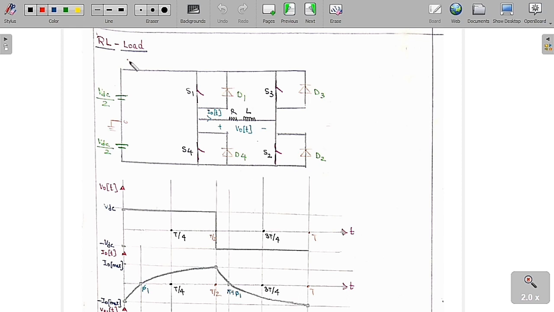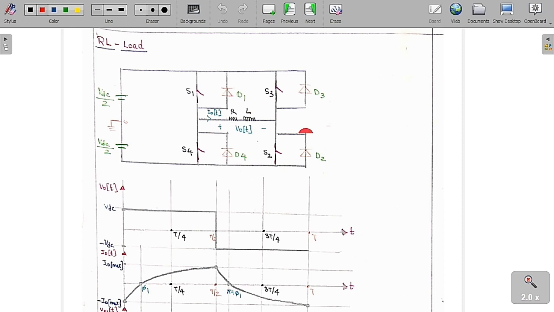So now we are learning about the RL load. In the previous lecture we learned about the L load, but now we are going to discuss the RL load. This is the circuit diagram: VDC by 2, VDC by 2, and this is the load RL. The load voltage is plus or minus V naught of t, and the load current is I naught of t. The switches are S1, S2, S3 and S4, and the diodes are D1, D2, D3 and D4.